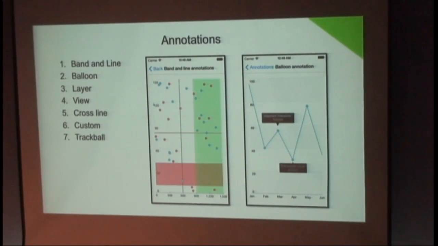So, annotations. Annotations was obviously another big piece of the puzzle. Abandoned line, balloon, layer, view, cross line, custom, and trackball. And you can kind of see here the cross line. This was a heavy request. Balloon for a certain threshold that has been reached. And also we had the casual things that people come to love and expect, such as pinch and zoom, if you wanted to do that.